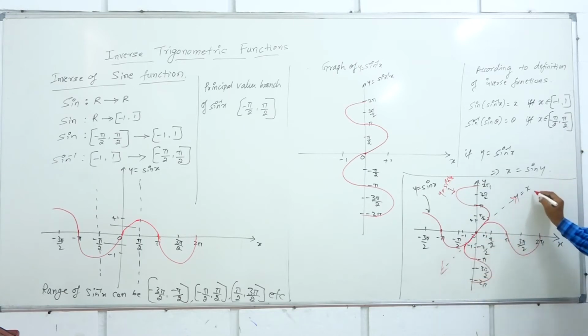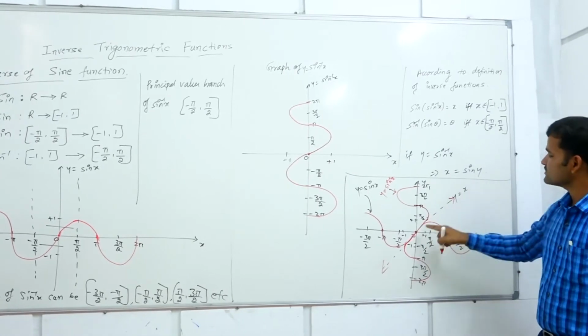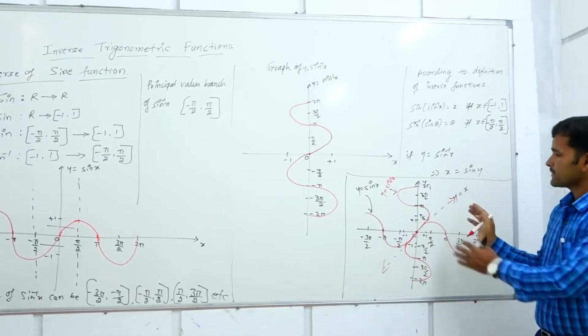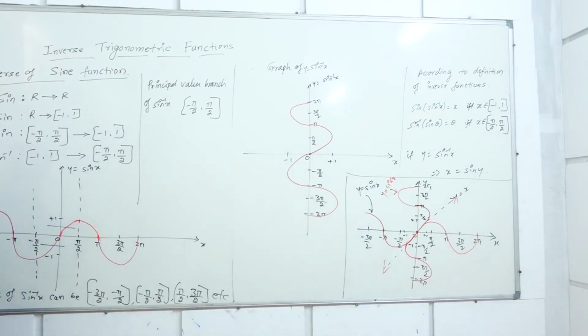This is the y is equal to x line. How? Y is equal to x will be a straight line because it is a linear function. When you take x is equal to 0, y is equal to 0, point 0 comma 0. When you take x is equal to 1, y is equal to 1, means a point 1 comma 1, 2 comma 2, minus 1 comma minus 1, minus 2 comma minus 2, like that it goes. So this is y is equal to x. Both are mirror images of each other. Fine.